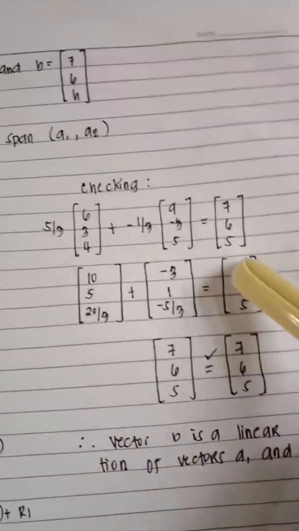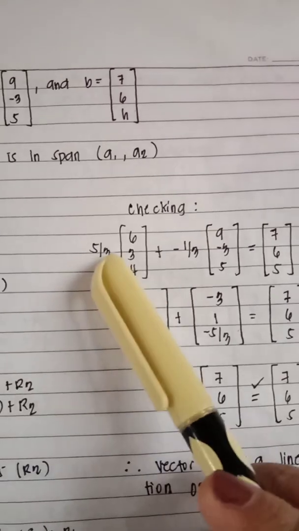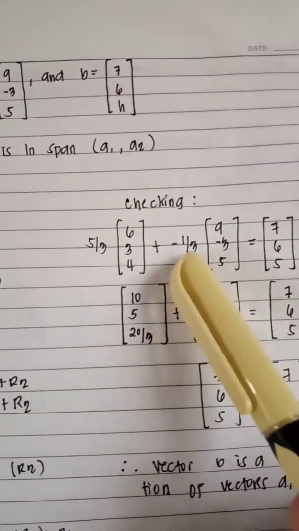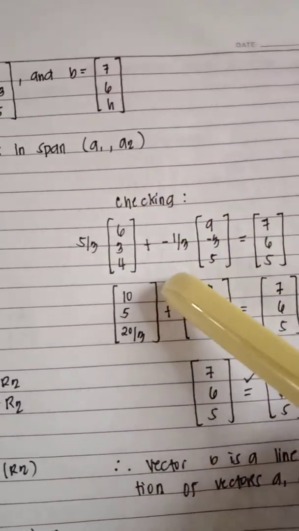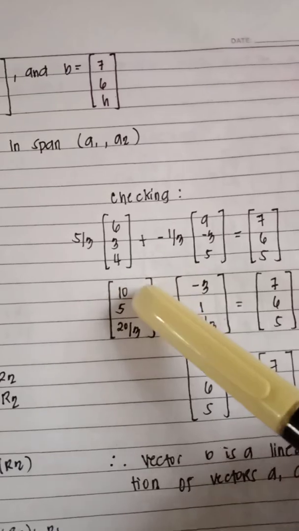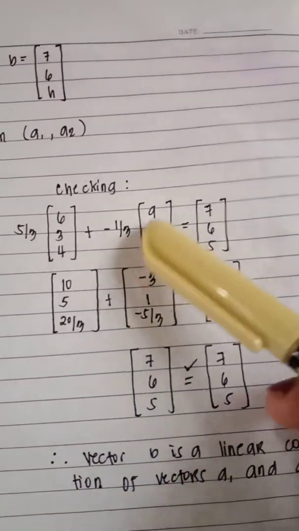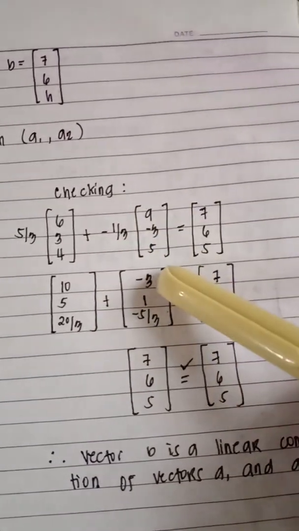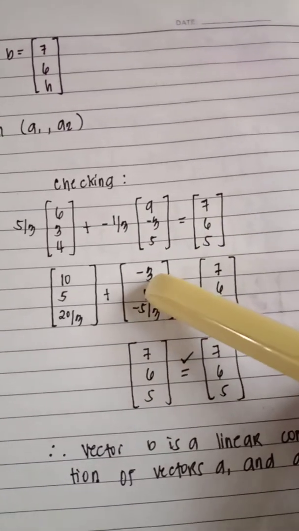Now we will check if the answer is correct. Since our h is 5, we will substitute it for h, with our c1 being 5 over 3 and our c2 being negative 1 over 3. So, 5 over 3 times 6 is equal to 10. 5 over 3 times 3 is equal to 5. 5 over 3 times 4 is equal to 20 over 3. Plus negative 1 over 3 times 9 is equal to negative 3. Negative 1 over 3 times negative 3 is equal to 1.